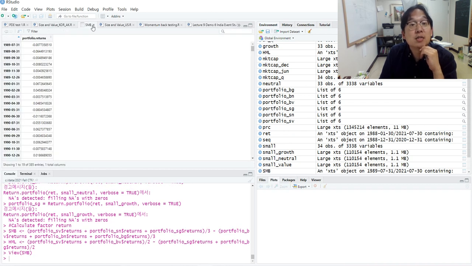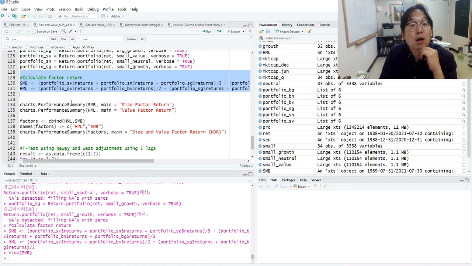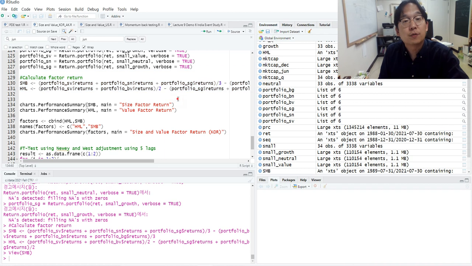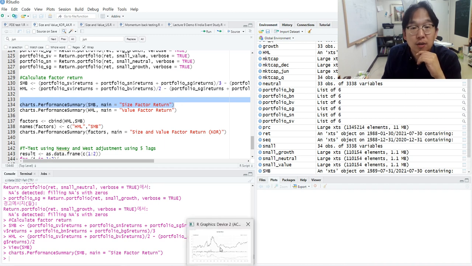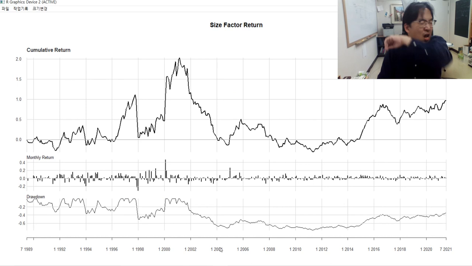You see this? Now, what do we do? Well, I want to chart this, right? First of all, seeing is believing. So, chart it. Here you are. The size factor portfolio return of Korea looks like this. It once performed well, but not nowadays.